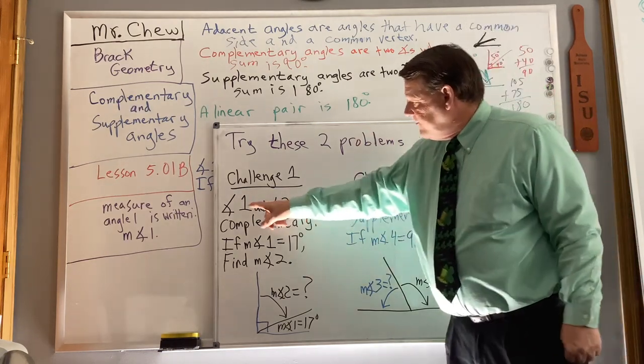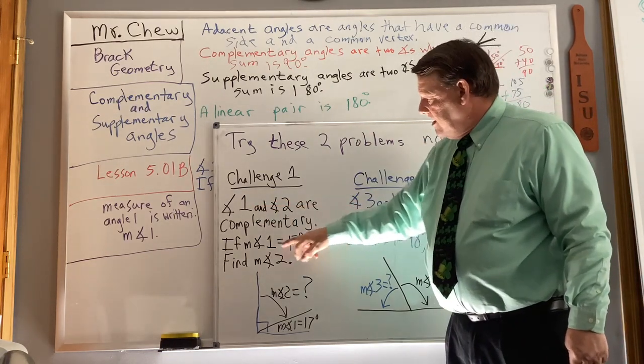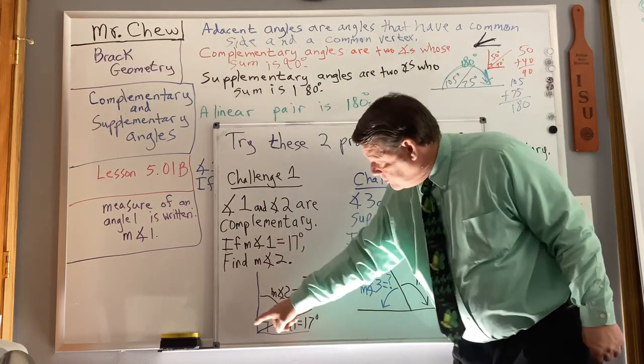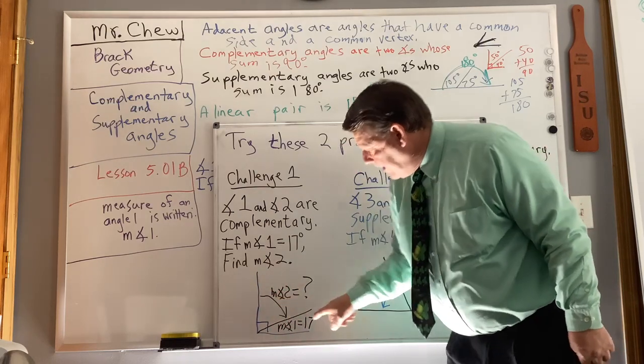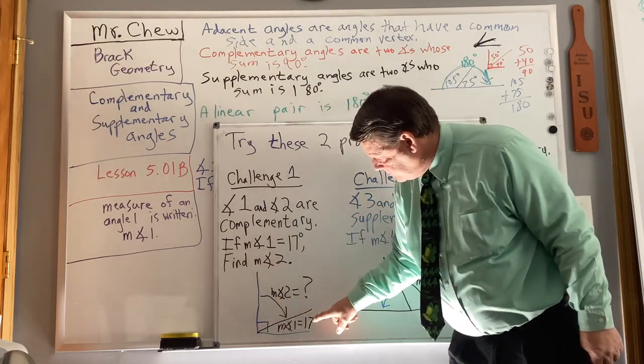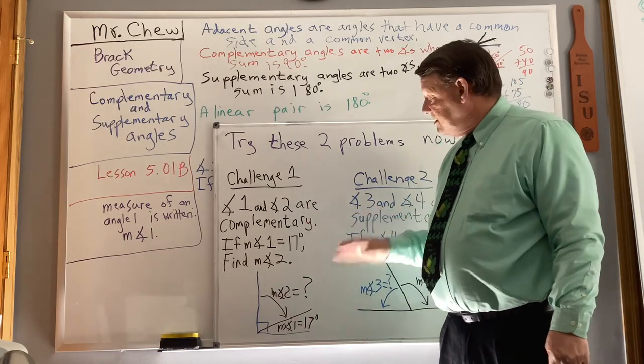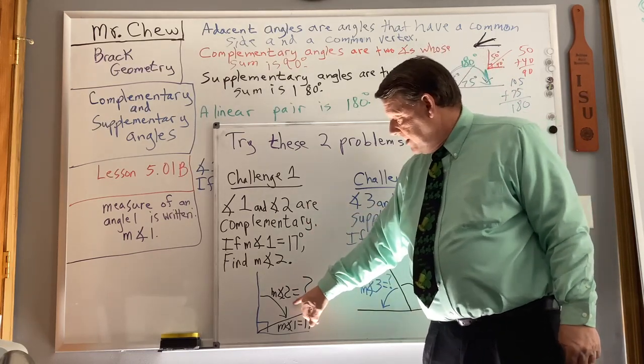Challenge 1. Measure of angle 1 and 2 are complementary. If the measure of angle 1 is 17 degrees, find the measure of angle 2. So you draw your right angle here, and this angle down here, 17 degrees, and you use an algebra equation to solve for the measure of angle 2.